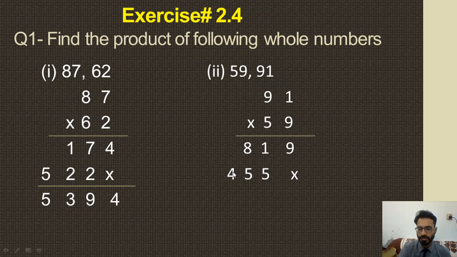Now we will add: 9 plus 0 will be 9, 1 plus 5 is 6, 8 plus 5 is 13. From 13 we will write 3 under 8 and 5 and 1 will be carry. 4 plus 1 carry will become 5. So product of 91 and 59, when we multiply 91 with 59, answer will be 5369.